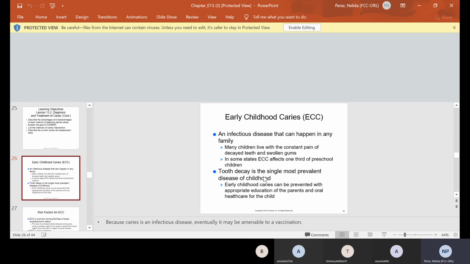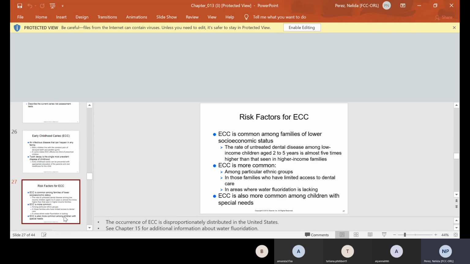Moving on to early childhood caries, known as ECC, an infectious disease that can happen in any family. Many children live with the constant pain of decayed teeth and swollen gums. In some states, ECC affects 1/3 of preschool children. Tooth decay is the single most prevalent disease of childhood. Early childhood caries can be prevented with appropriate education of the parents and oral health care for the child.